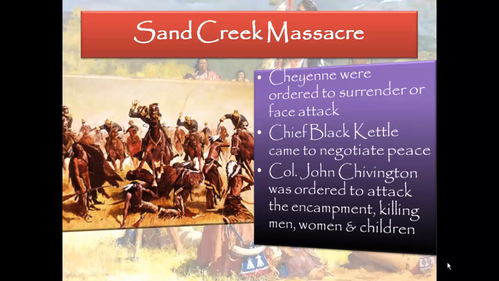And while they were waiting on someone who had the authority to negotiate with them, because the leader of the fort did not have that authority, Colonel John Chivington is ordered to attack the encampment, which in turn kills many men, women, and children of the Cheyenne people.